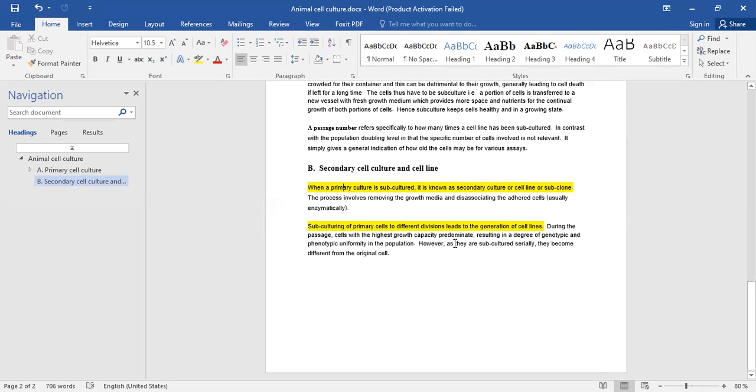So this cell line formation is very important for growth. These cell lines are a requirement of our animal cell culture. That is our basic requirement.